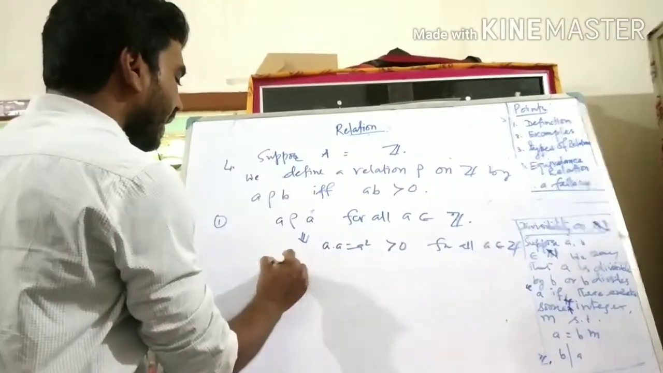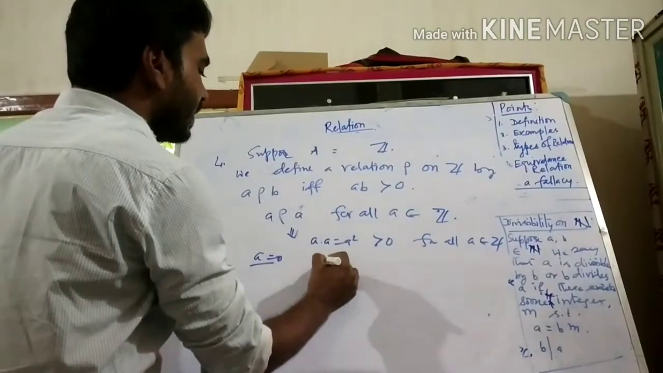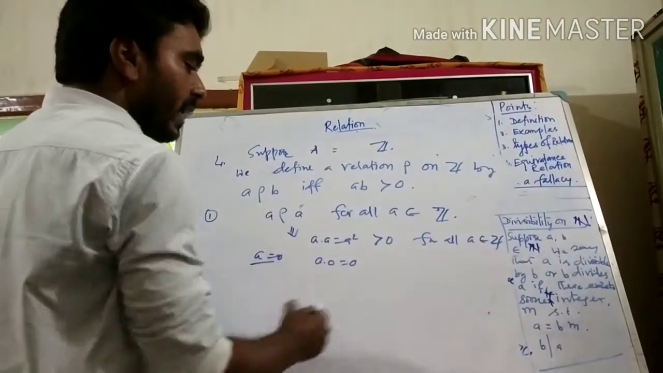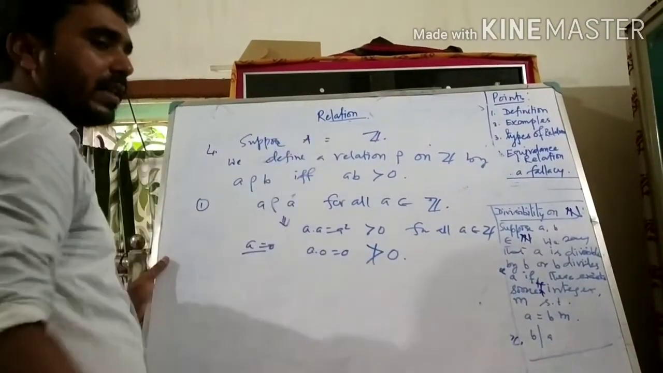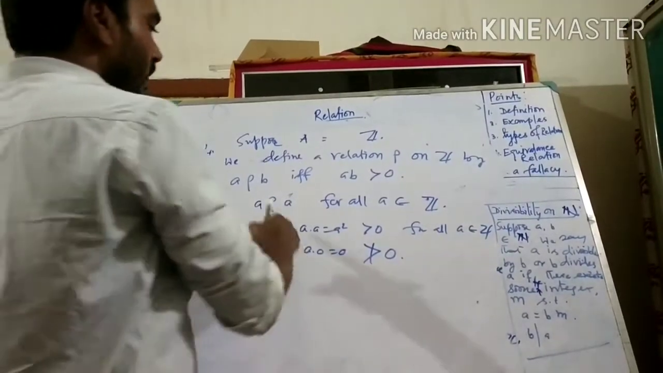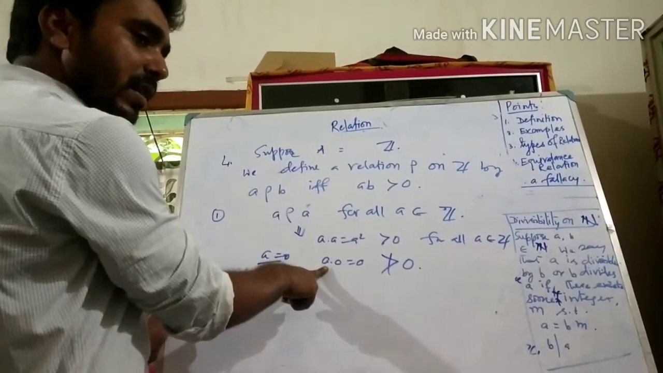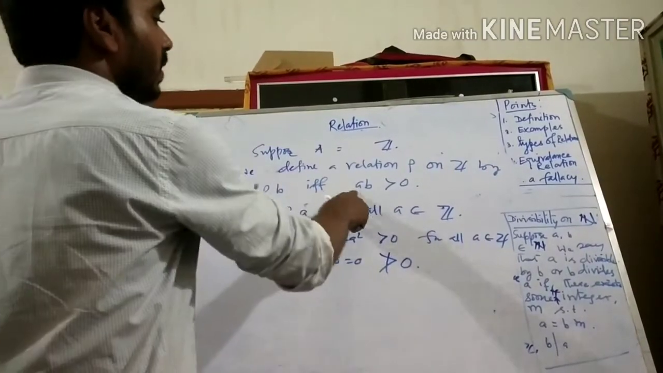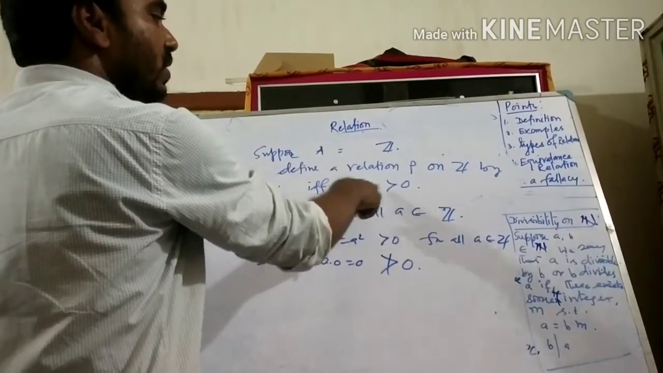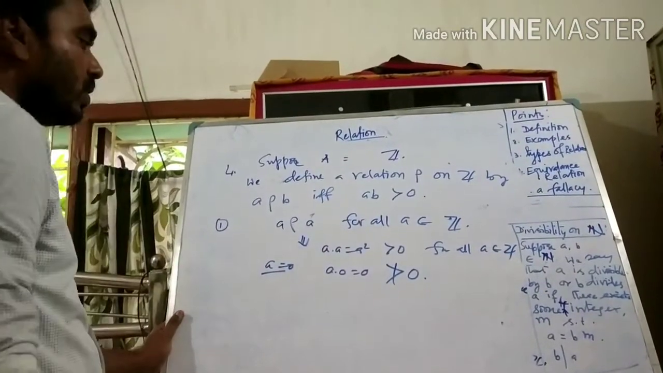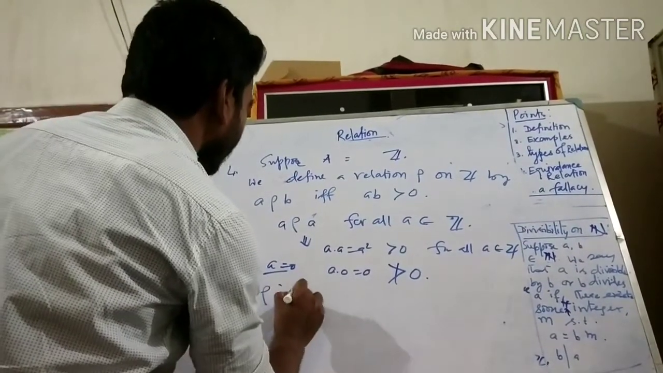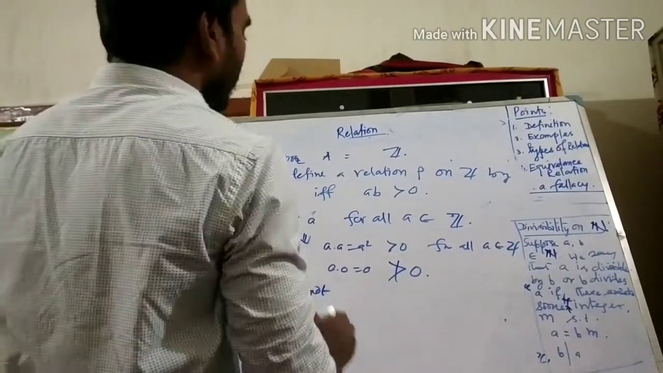But this does not happen for all A belongs to Z. For example, if you take A is equal to 0, then 0 into 0 will be equal to 0. That is not greater than 0. So this is not a reflexive relation because there is an element 0 such that 0 into 0 is equal to 0, which is not strictly greater than 0. So rho is not reflexive.